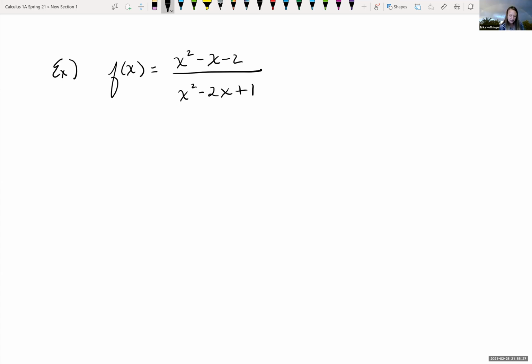And so looking at this, the first thing I would do is factor both my numerator and denominator. I want to try to find values which set my denominator equal to 0, but not my numerator. The only way I can see that is if I factor this.